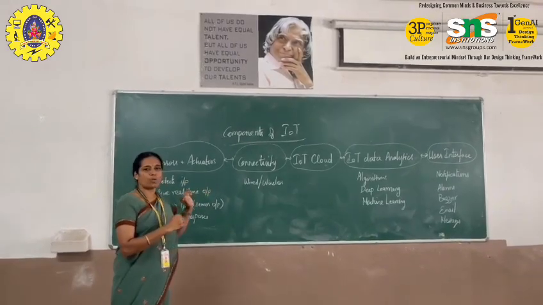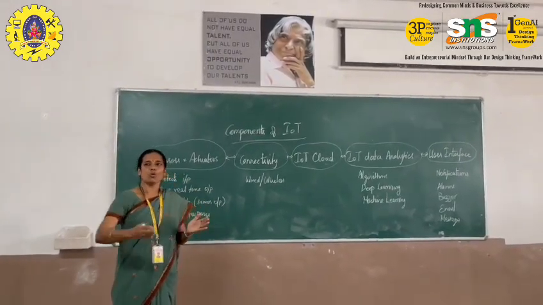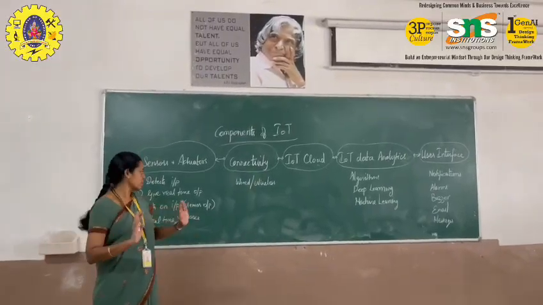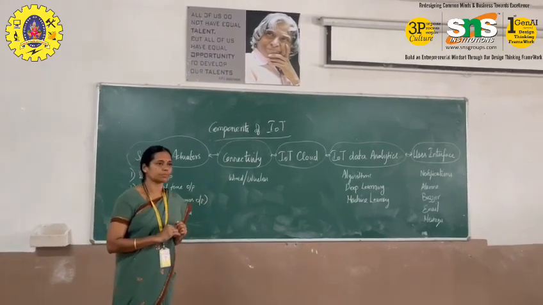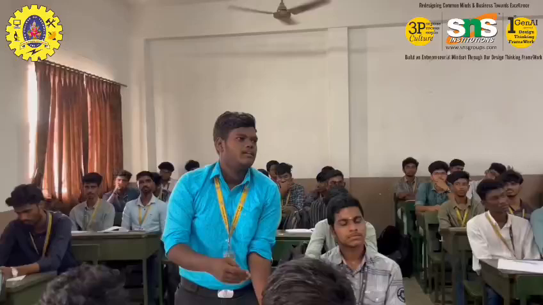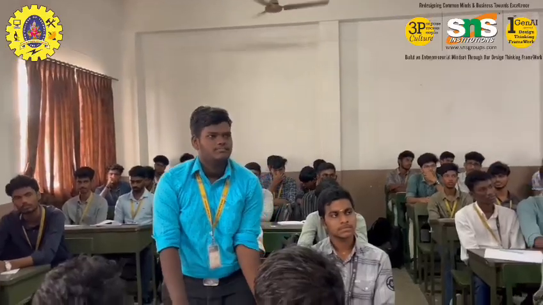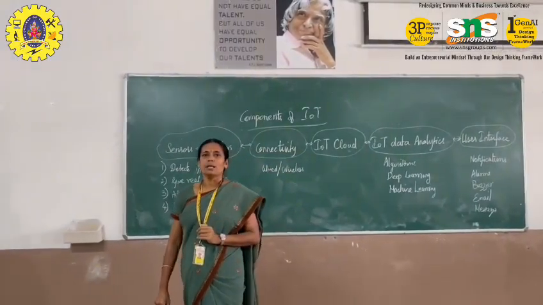We know what a wired communication is. It is a LAN connection, or an optical connection also. And what about wireless? Can anyone answer? Abhishek? For ranges up to 300 meters, we can use Wi-Fi, Bluetooth, Zigbee, and LoRa communication. Yes, good.